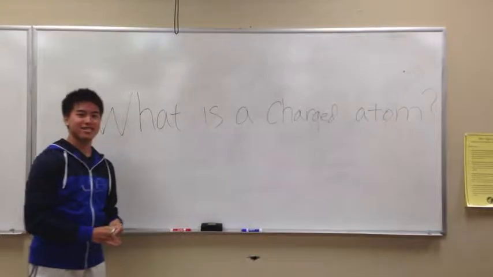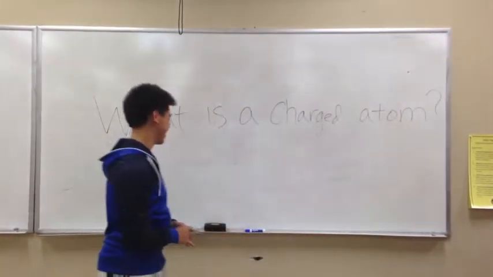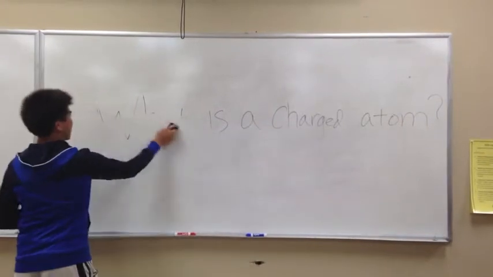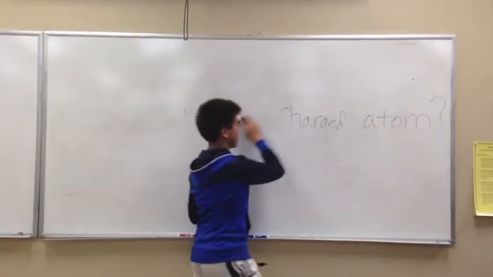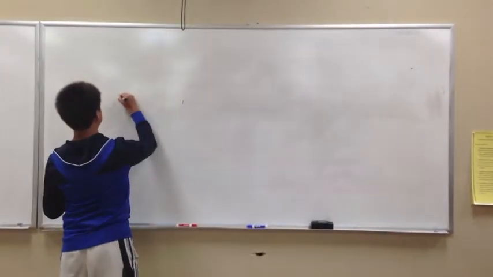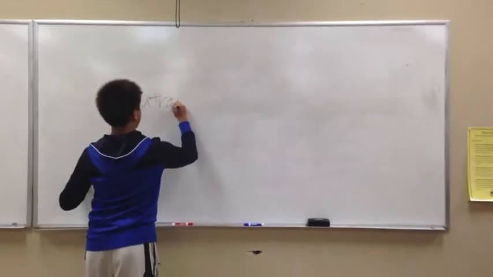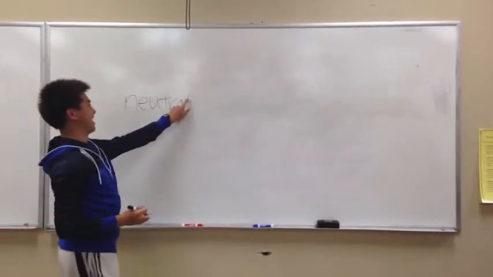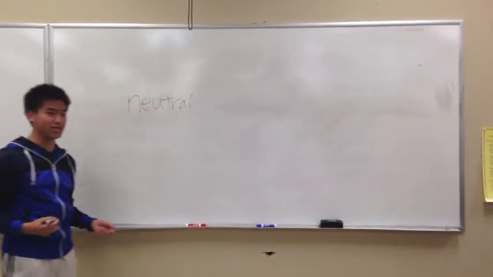Jensen comes in tricky with a question. What is a charged atom? Do you know? Hi, so today we're going to learn about charged atoms. And there are three forms of an atom. The first one is neutral. And that means that the number of protons and electrons are the same.